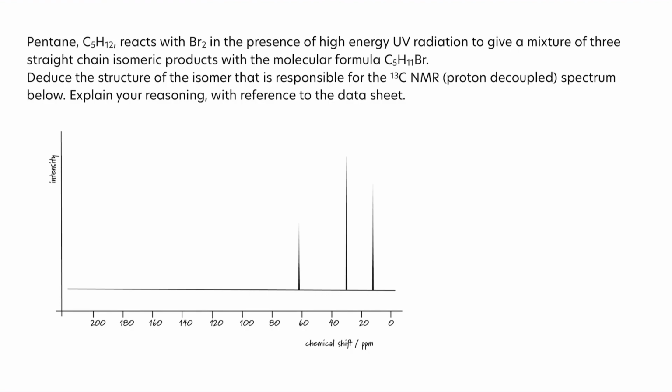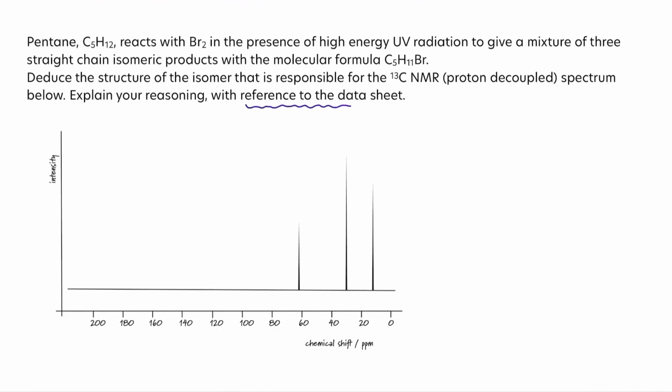And on to our last exam question walkthrough. We've got pentane reacting with bromine. It's giving us a mixture of 3 straight chain isomers with the molecular formula C5H11Br. So we've got a direct substitution of a bromine atom for a hydrogen atom. Deduce the structure of the isomer that's responsible for the spectrum below. Explain your reasoning with reference to the data sheet.